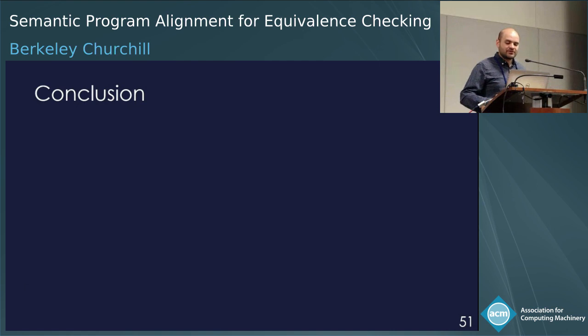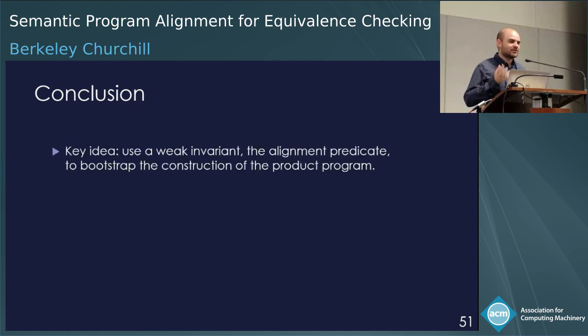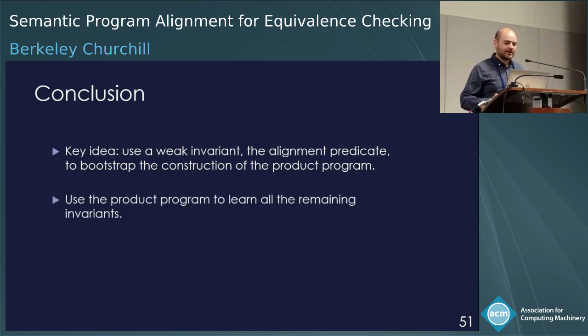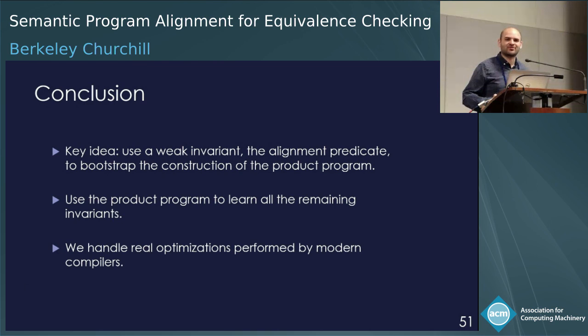So in conclusion, the key idea here is we're using this weak invariant, which we're calling an alignment predicate, and this bootstraps the creation of this product program. And once you have the product program, it's very doable to go and learn a stronger invariant that you'll actually use to do the proof. And then we can handle real optimizations performed by compilers today.